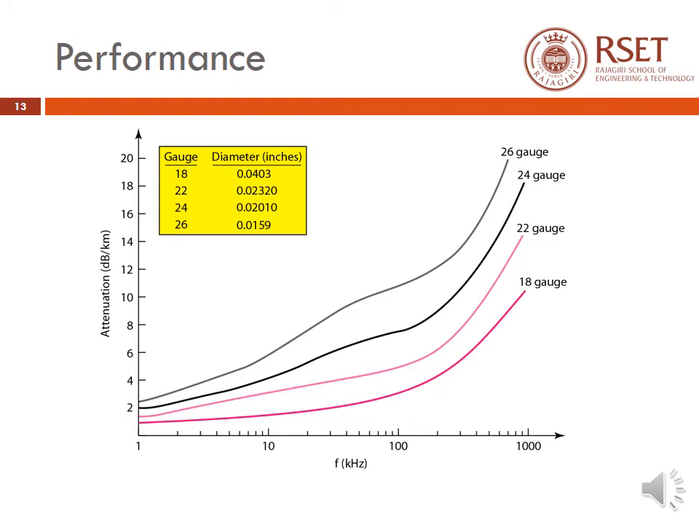To measure the performance of a twisted pair cable, we can compare the attenuation and frequency. A twisted pair cable can pass through a wide range of frequencies as shown in this diagram, and we can also see that as the frequency increases, the attenuation, measured in decibels per kilometer, also increases sharply after frequencies above 100 kilohertz. And here we have measured the attenuation of twisted pair cables whose gauge values are 18, 22, 24 and 26, and gauge is a measure of the thickness of the wire.